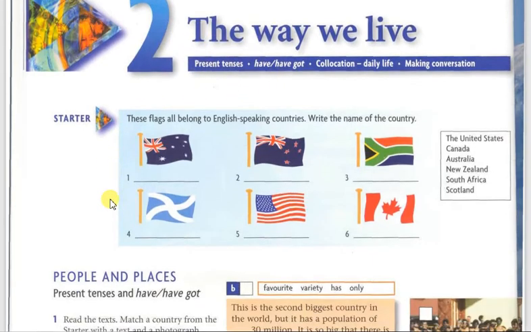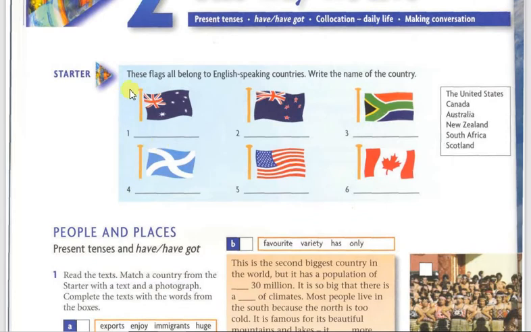Now let us see what we have here. We have a number of flags. عندنا مجموعة من الأعلام في مختلف دول العالم. And also we have a number of scrambled words. In my version of the book we have a number of scrambled words.